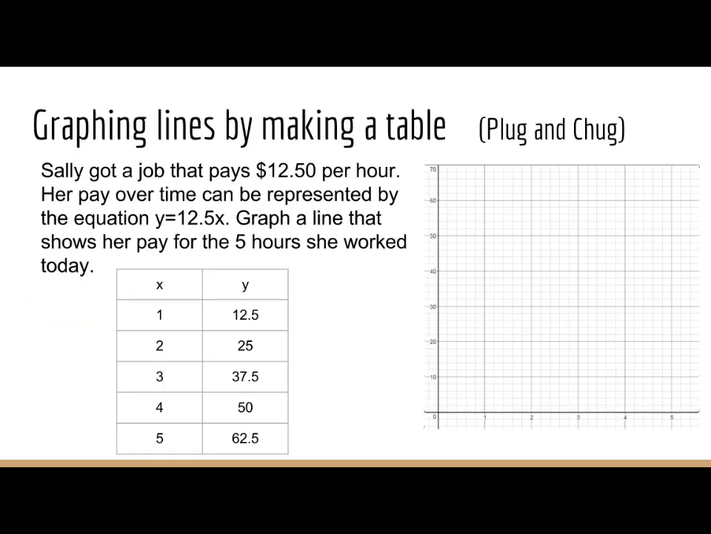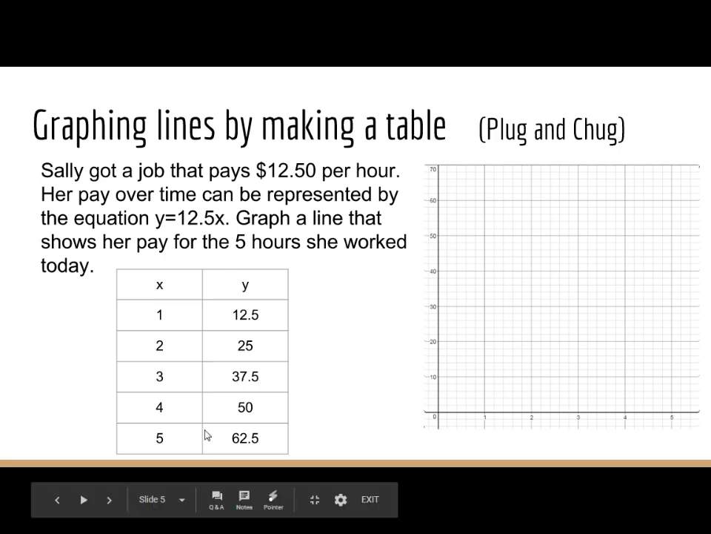Graphing. So we're going to graph some lines by making a table. And so one way to make a graph is to kind of throw some points at it and see what happens. So Sally got a job that pays $12.50 an hour. Her pay over time can be represented by this equation, 12.5x. That means that after 1 hour, if x was hours, 12.5 times 1, she'd have $12.50. After 2 hours, 12.5 times 2, $25. After 3 hours, 12.5 times 3, and so on.